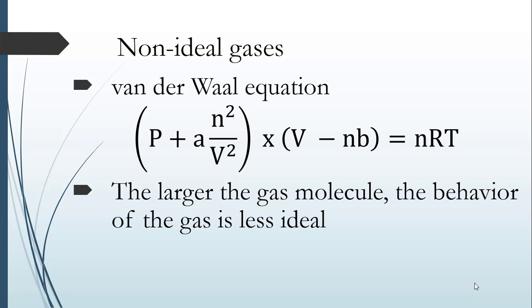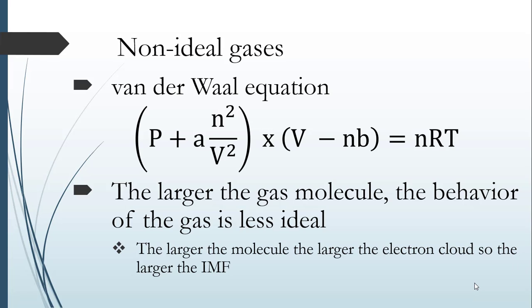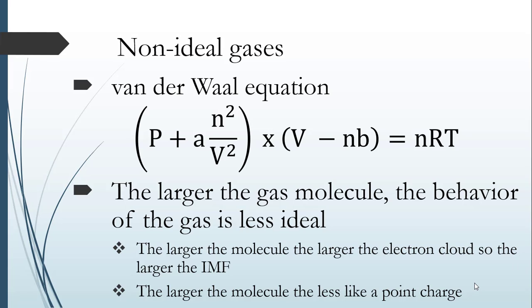The larger the gas molecule, the less ideal the gas behaves, which makes sense, because the larger the molecule, the larger the electron cloud, so the IMF will be greater, so it would have effect further away from the gas molecule, and the larger the molecule, the less like a point charge it acts. And the van der Waals equation takes that into effect.